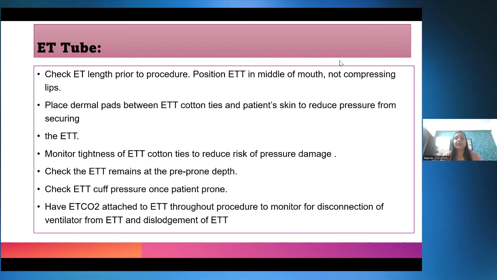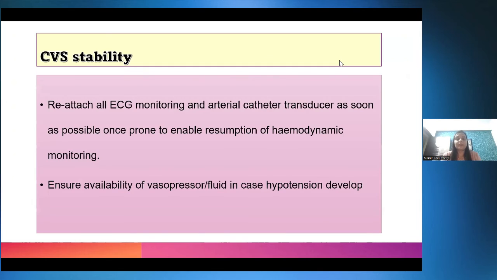Check endotracheal tube remains at the pre-prone depth. Check endotracheal tube cuff pressure once the patient is in prone position. Have ET carbon dioxide attached to the endotracheal tube throughout the procedure to monitor for disconnection from the ventilator and dislodgement of the ETT.